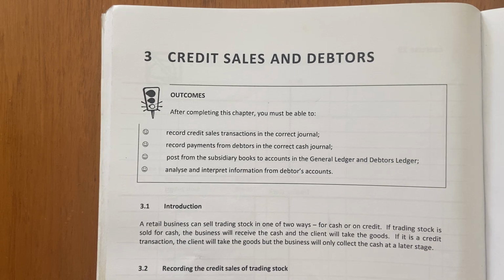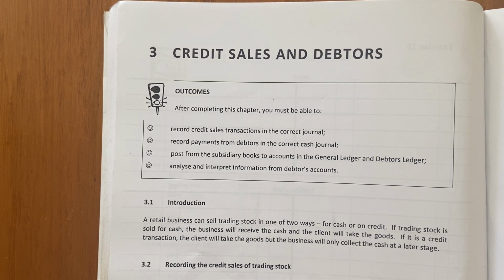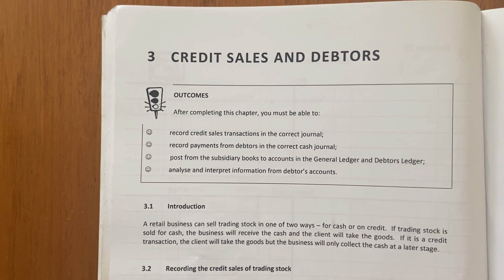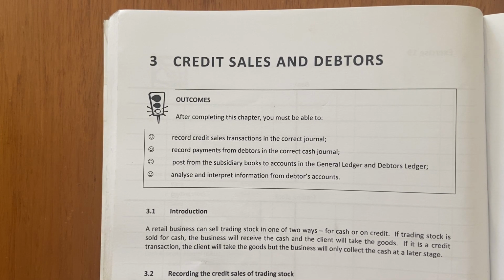Now you know about sales, but what sales have you been doing so far? Only cash sales. And you know how to do that. Cash sales involve my bank, my sales, my cost of sales, my trading stock, and eventually I make a profit. But what's the difference between credit sales and cash sales?